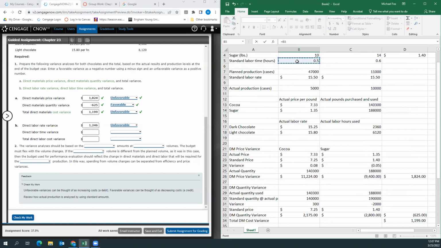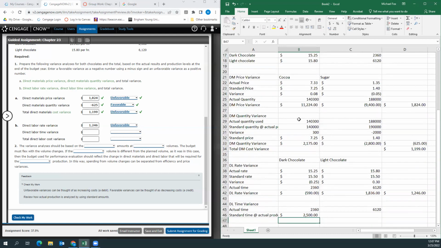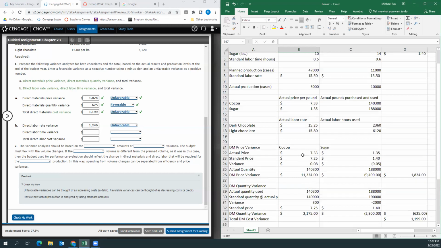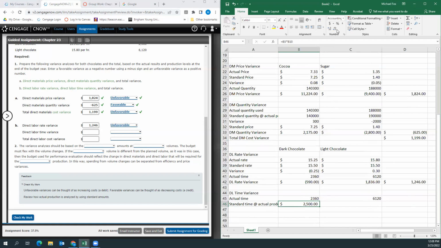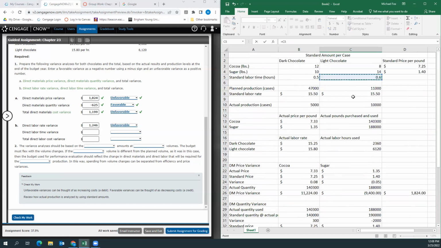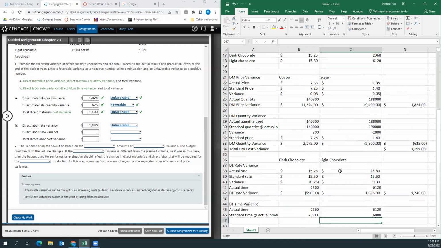It takes a half an hour to make each case, and my actual production was 5,000 cases. That shouldn't be dollars, should it? Yeah, let's just take that to hours. All right, so the amount of time I would expect it would take to make 5,000 cases is 2,500. Same thing here, sorry about that. I expect it's going to take 0.6 hours per case, and I actually made 10,000 cases. So I expect it's going to take me 6,000 hours to make those cases.